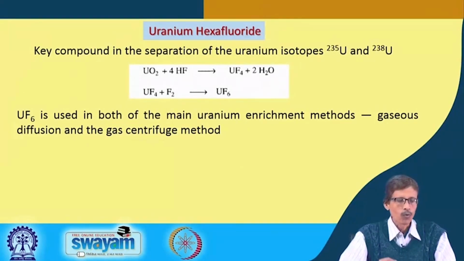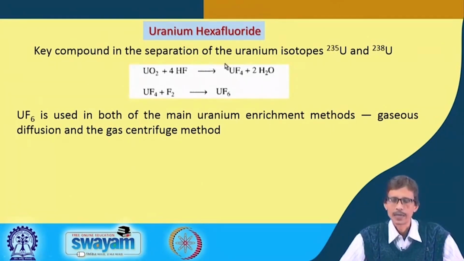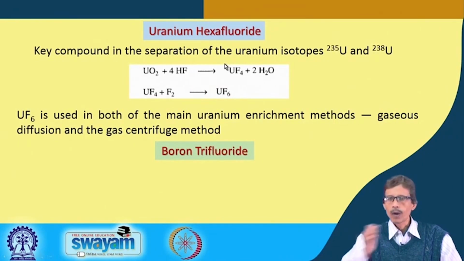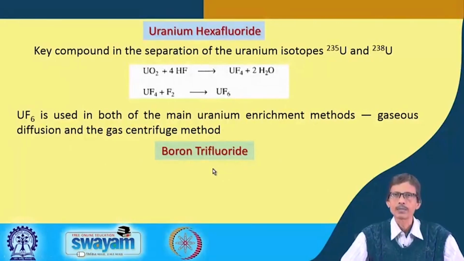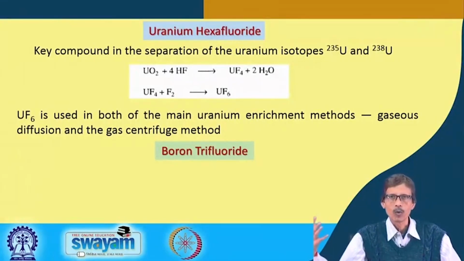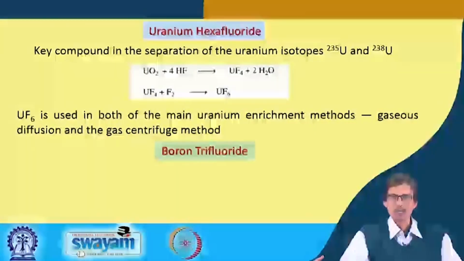But if you go for a diffusion process, that means gaseous diffusion and the gas centrifuge method for the separation process, because one will be heavier and the other lighter, you can allow for your separation. Then one more important compound, from the organic chemistry point of view to the industrial sector, is nothing but simple boron trifluoride. So, at one end you have uranium hexafluoride, which is the heaviest one.